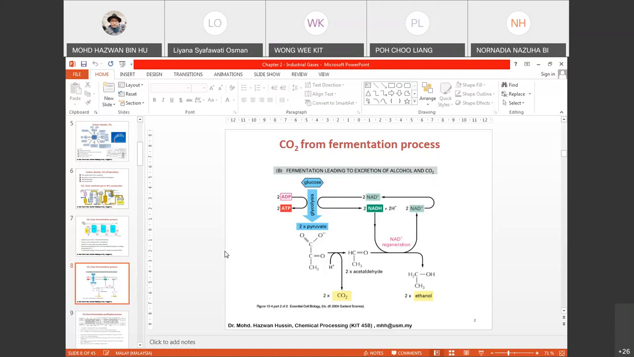I believe some of you have taken biochemistry. Did anyone take biochemistry in this course? Anyone? I think maybe pure students have to take biology. I do remember during my undergraduate I took biochemistry before. So this is part of the process of producing it. The glycolysis process producing pyruvate is also known as the Krebs cycle. So for your information.